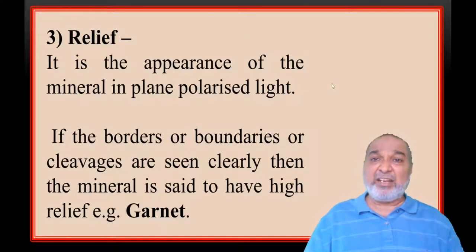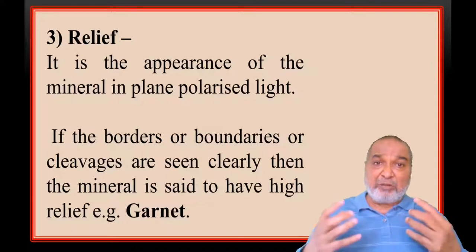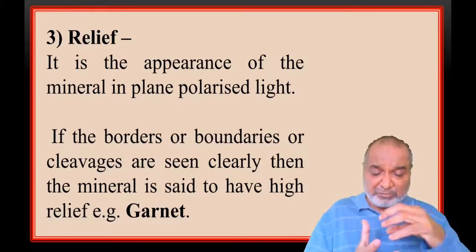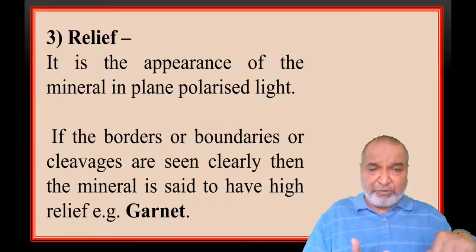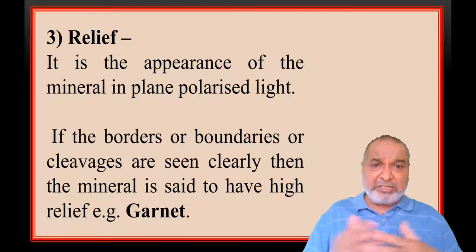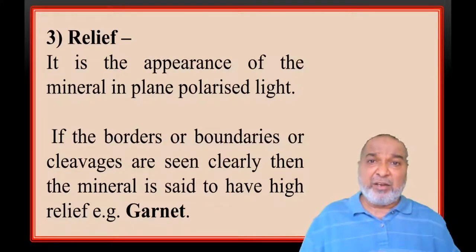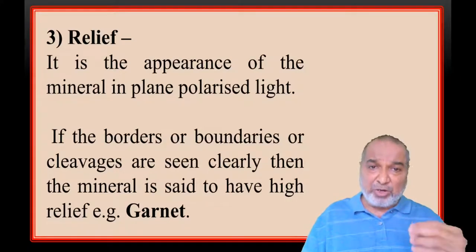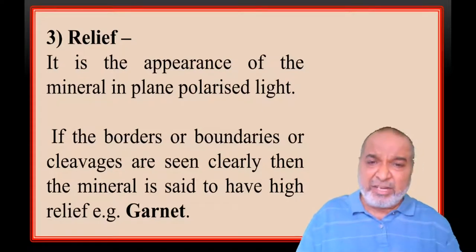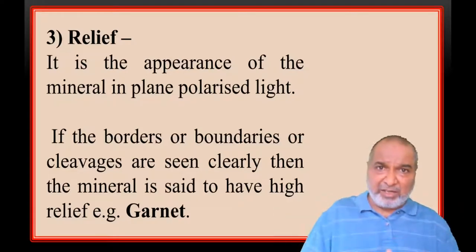Come to the next one, the relief, the appearance of the mineral in plain polarized light. How are you going to see the outline, the boundaries of the mineral, whether the mineral mounted below the crosswire can easily be distinguished from the surrounding minerals, because there may be many minerals. Whatever mineral we have been concentrating on, whether it can easily be distinguished from the surroundings in plain polarized light. That we call relief: the borders, boundaries, and cleavages are very clear or unclear. We have to see that, and that will be the relief. In that, low, medium and high relief. Say for example, there are 100 boys and in that one girl is there.